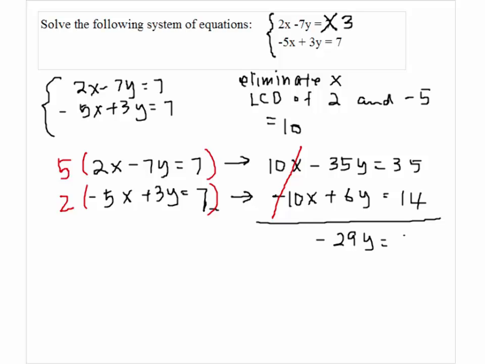Actually, the problem was 2x minus 7y equals 3 for the top equation. So we have 10x minus 35y equals 15. So by adding 15 plus 14, we have 29. So y equals negative 1.